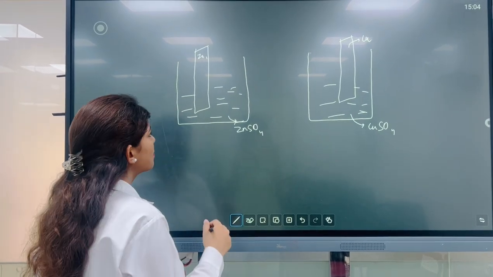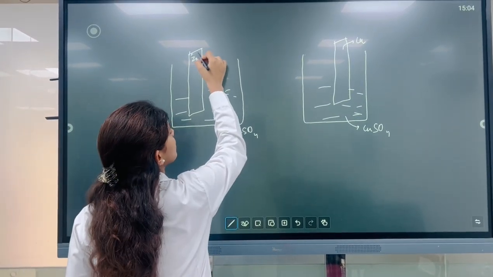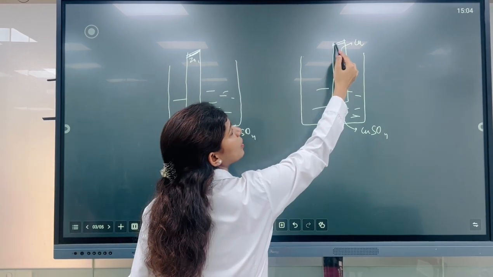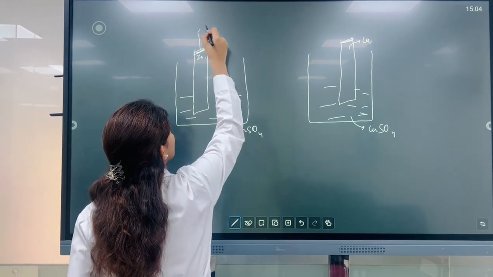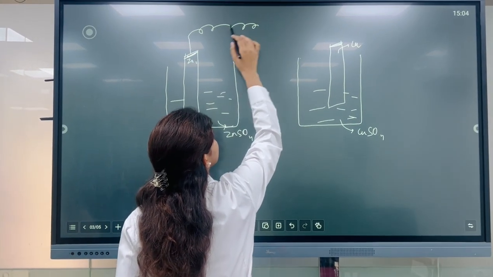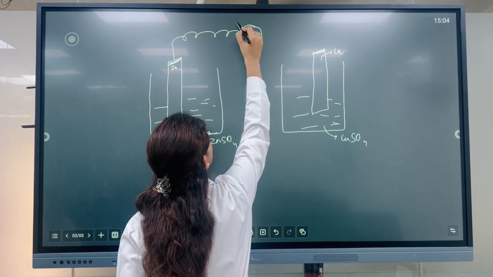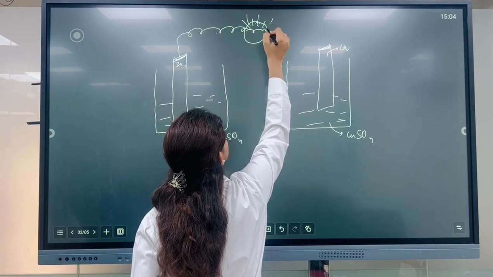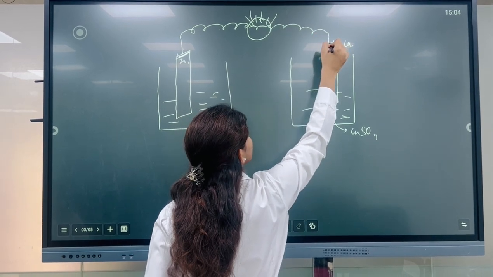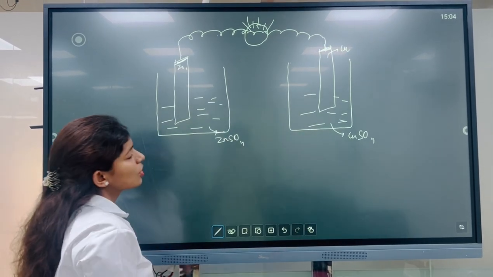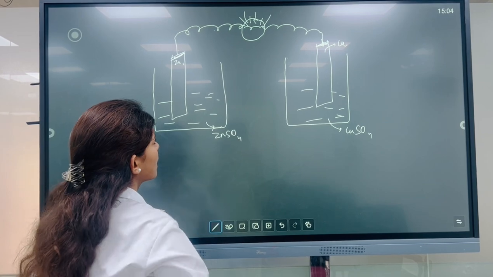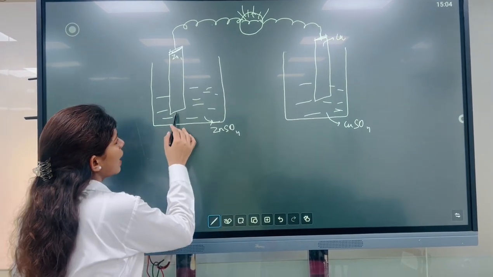What will happen if I connect this zinc rod with this copper rod? Let us say I am connecting, this is a wire and this is a bulb, and it is connecting to this rod. So what will we observe here?